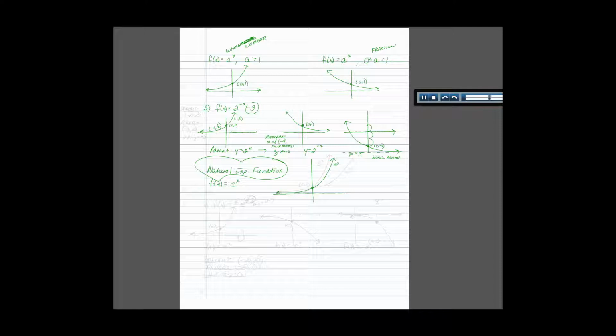Now when you do 2 to the x, it goes like this. I didn't draw that very well. But when you do 3 to the x, it's really, really close to the e to the x, which says e must be in between 2 and 3, closer to 3. So let's see if we can figure that out.